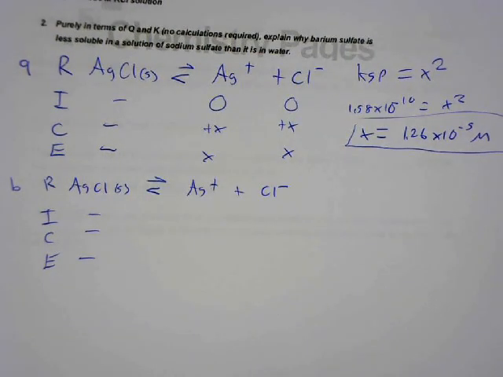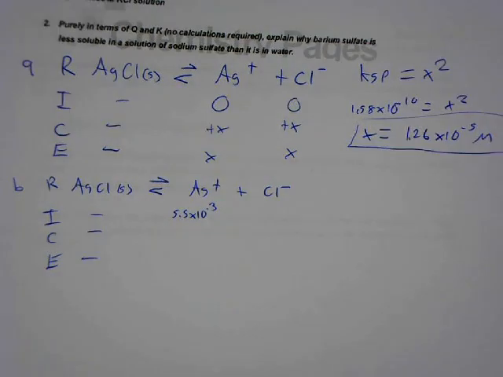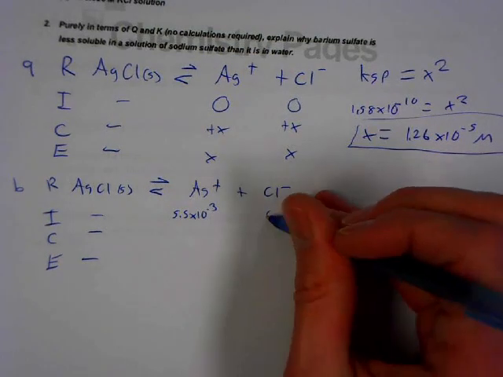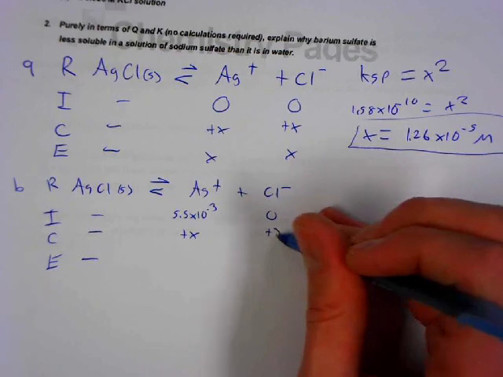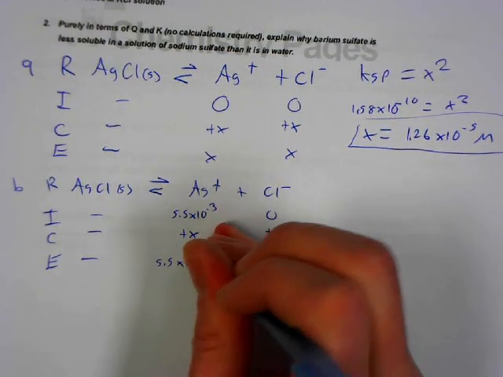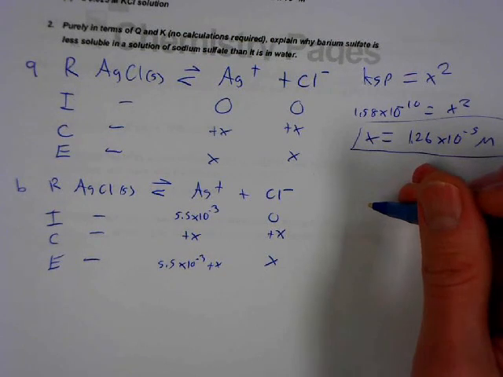Here's my ICE, nothing, nothing, nothing. Now, what is my initial concentration of silver in a solution that has a silver ion concentration of 5.5 times 10 to the negative third? This is hard to find. It's going to be 5.5 times 10 to the negative third. So you can start out with a concentration on the other side if there's a common ion. It's possible. Chlorine is still 0, right? So now it's going to be plus x, 5.5 times 10 to the negative third plus x, and x.